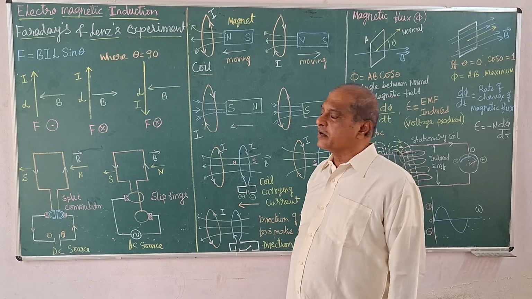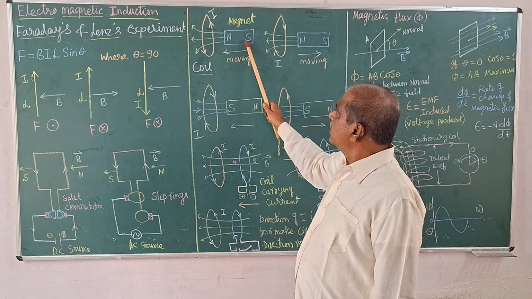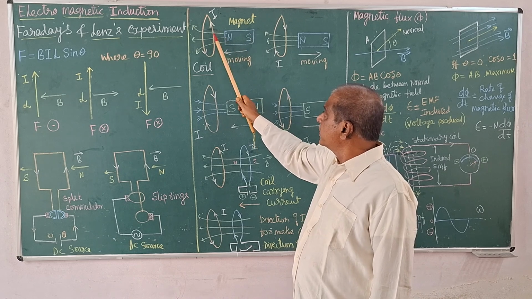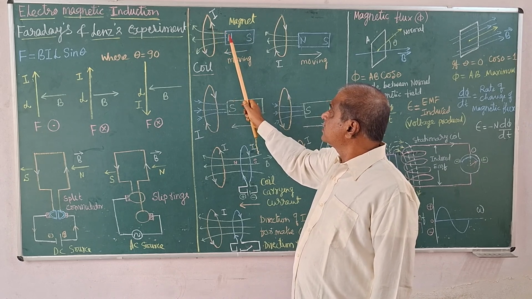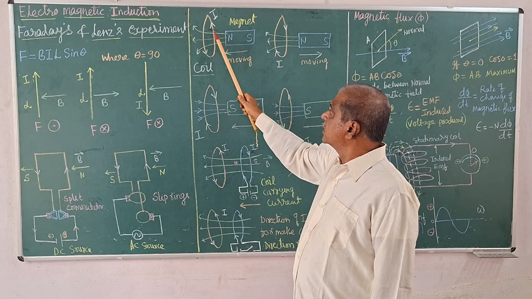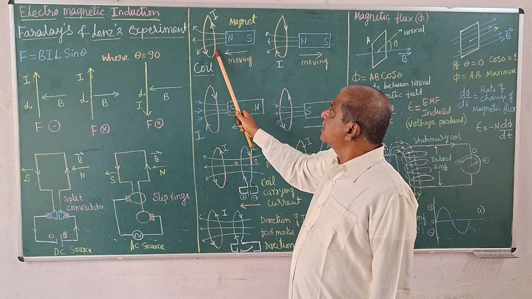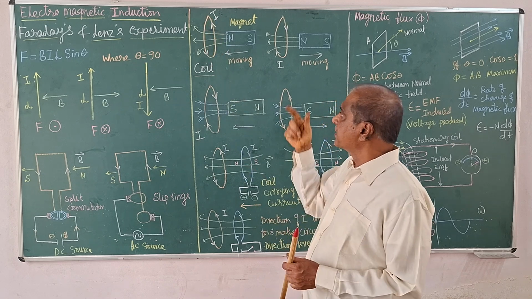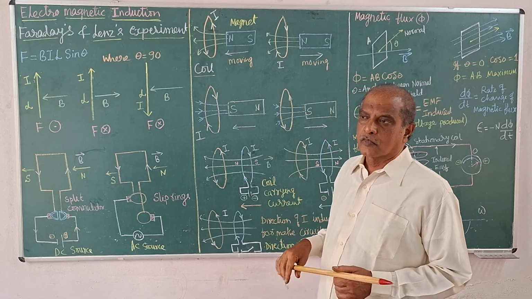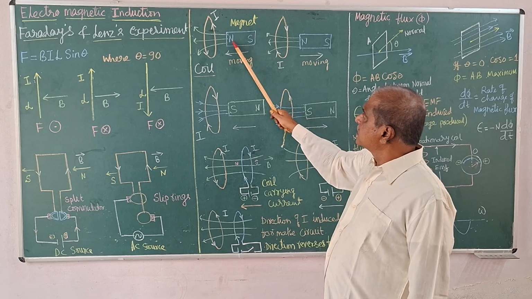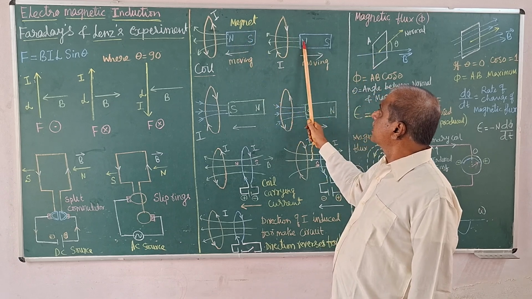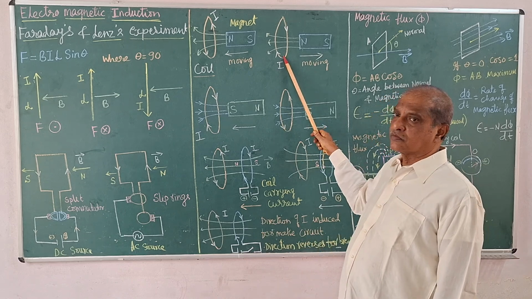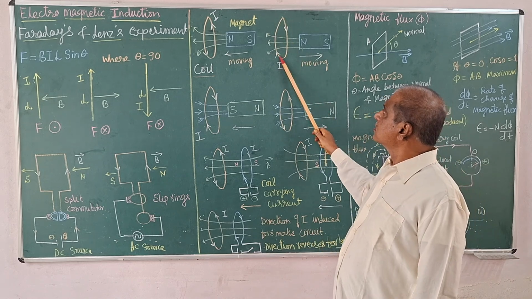What is the direction of the current here? While the magnet is moving closer to this, facing the north pole towards the coil, current is induced in the coil, with the direction of the current like this, anti-clockwise. While the same magnet is moving away in the opposite direction, he observed that current is also induced, but in the opposite direction like this.